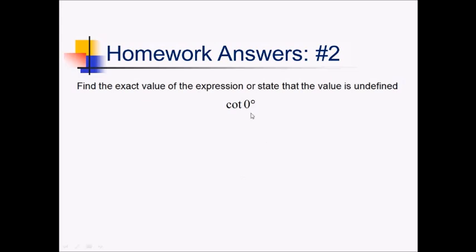To find the cotan of 0, we're going to rewrite this as cosine of 0 over sine of 0. Cosine of 0 is 1, sine of 0 is 0, so this is going to be undefined.